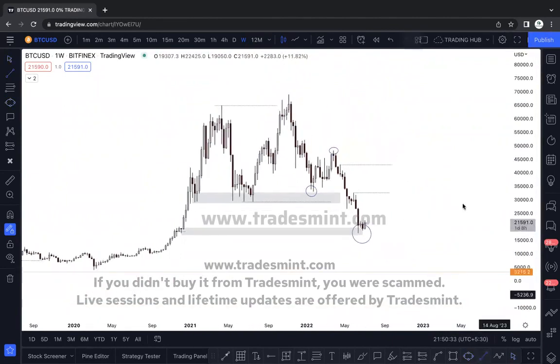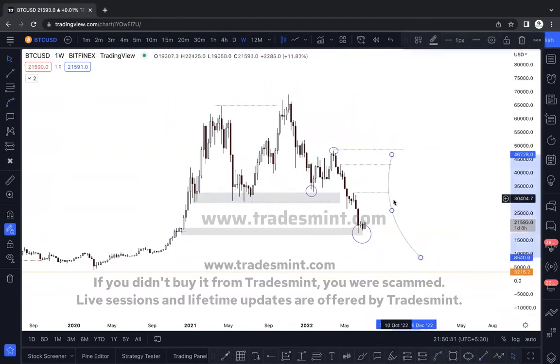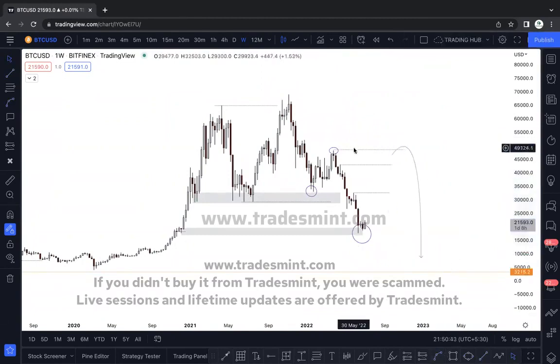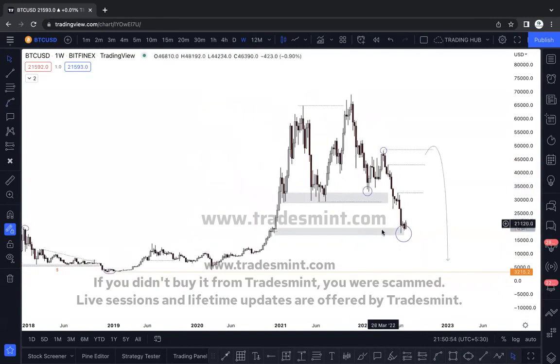If market breaks this high and then returns back to the downside, then market goes deeper. If market takes out this high and then pushes downside, then market will go more downside. So this is the story for Bitcoin. At this point, we can buy, take a risk for the buy.